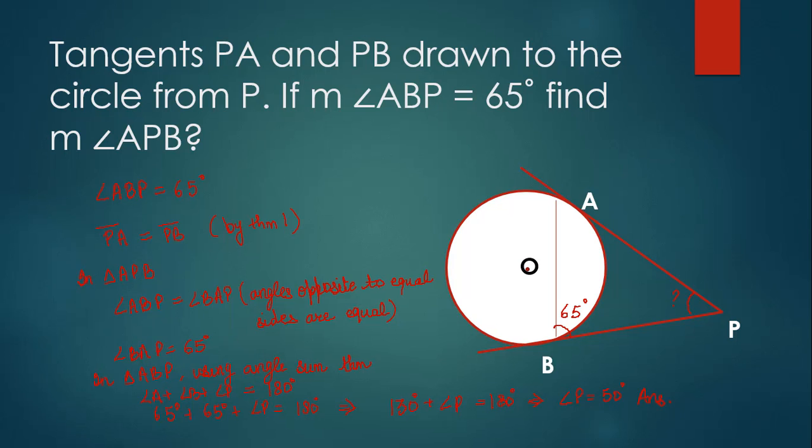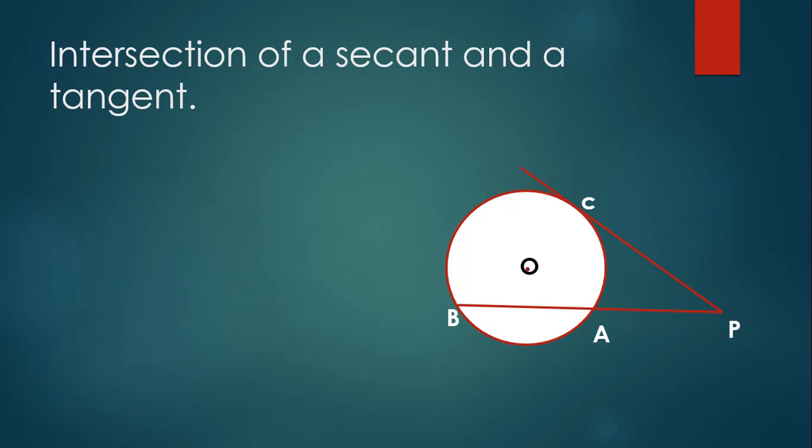Now let's move on to our second theorem. The intersection of a secant and a tangent. Now we all know what is a tangent. But what about a secant? A secant is also drawn from an external point P, but it touches the circle at 2 points. Here PC is the tangent and PAB is the secant. The theorem states that the square of the tangent is equal to the product of the segments of the secant. So PC square is equal to PA times PB.